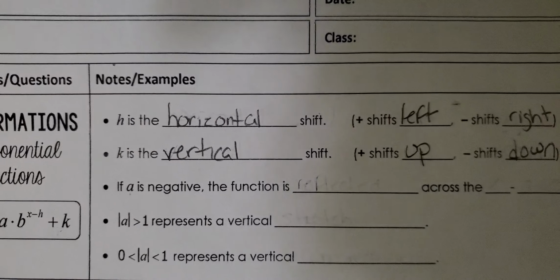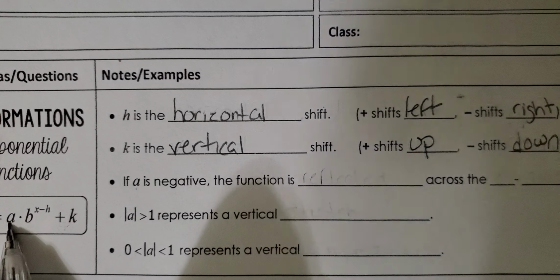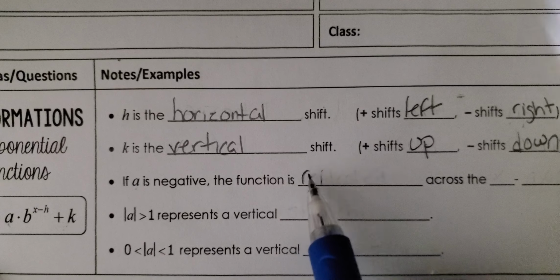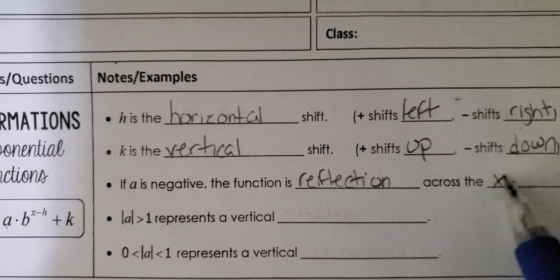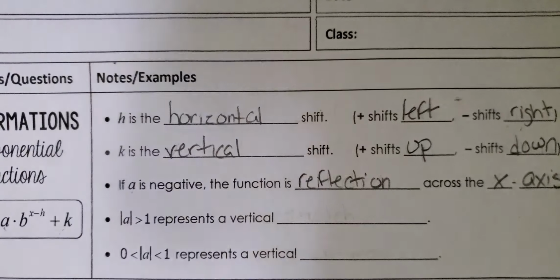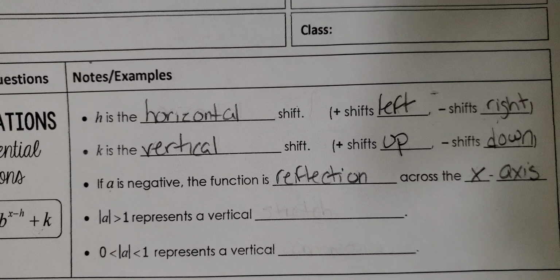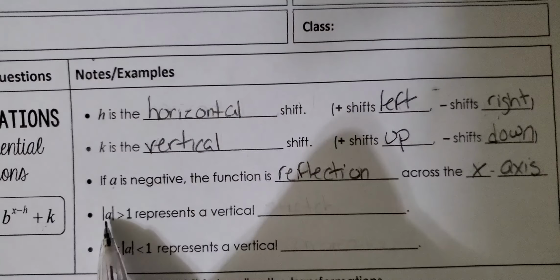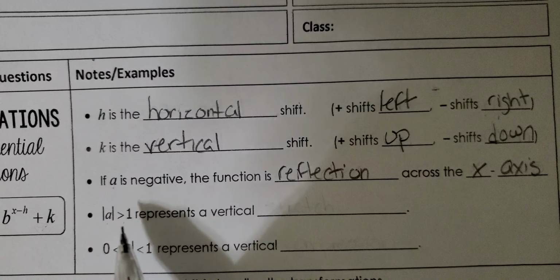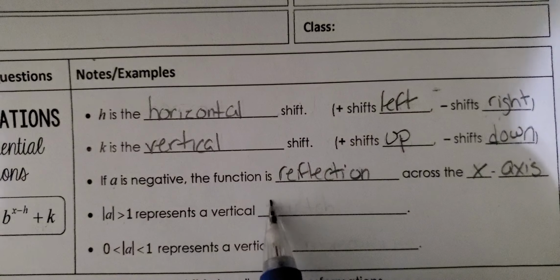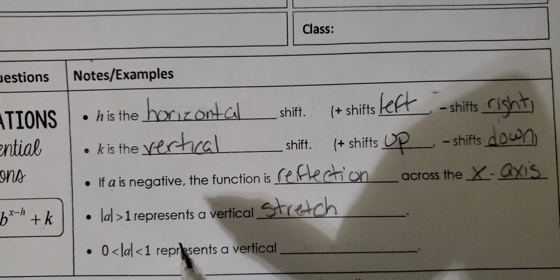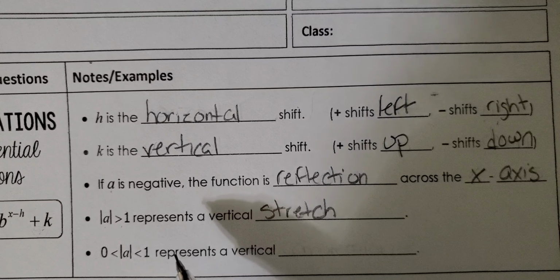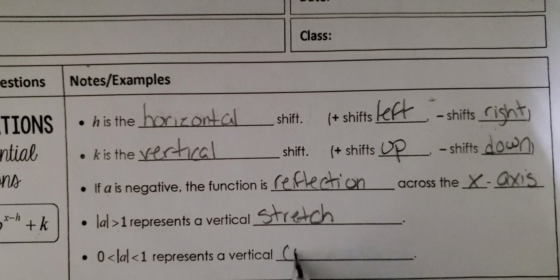If a, which is the leading coefficient of the function, is negative, then the function is a reflection over the x-axis. If a's absolute value is greater than 1, then it's going to represent a vertical stretch. And if the absolute value of a is in between 0 and 1, it will represent a vertical compression.